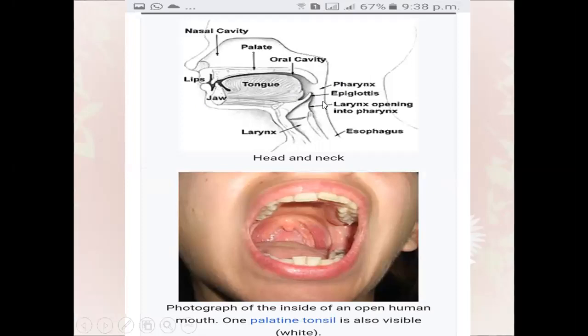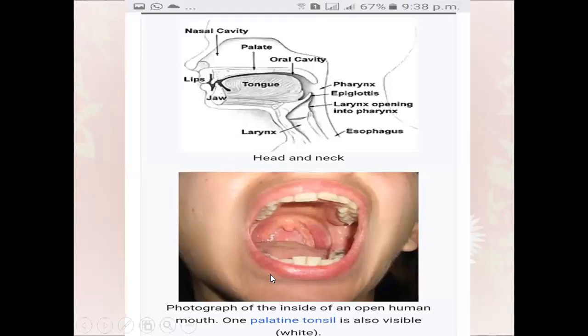Then going down towards the neck is the pharynx, then the epiglottis, and the larynx opening into the pharynx. The epiglottis is a fleshy part, helping the airway to block when we are digesting, or the digestive way to block when we are breathing. Then we have the esophagus and the larynx, which is the vocal part of the neck. This is the head and neck structure.